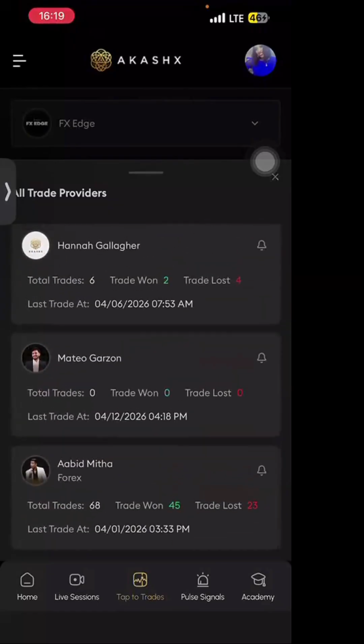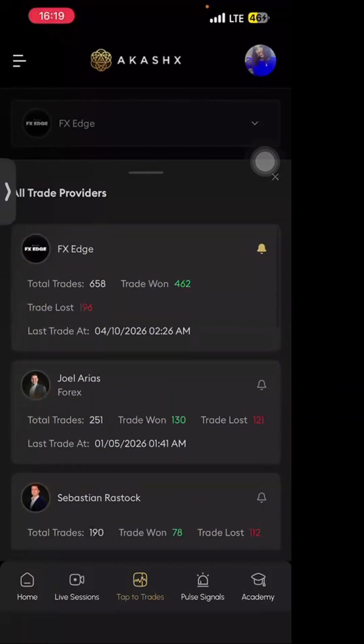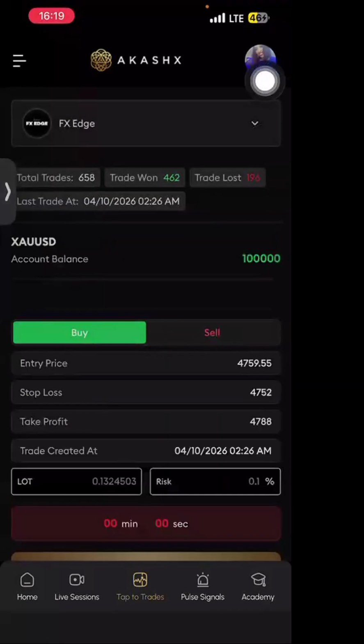I'll also select Abid. He trades forex pairs. He has won 45, lost 23. So I want only 3 traders to trade for me, and that's it. So I'll select these 3 traders.